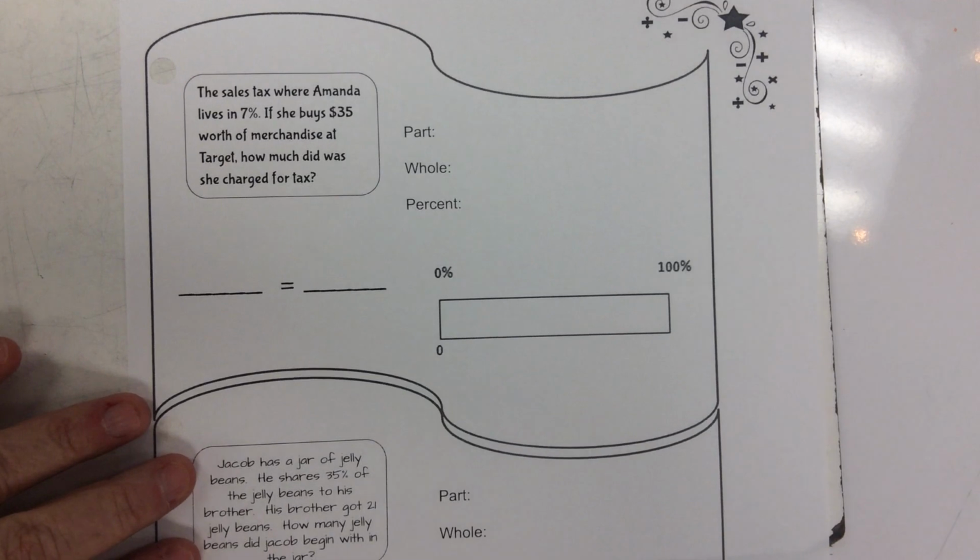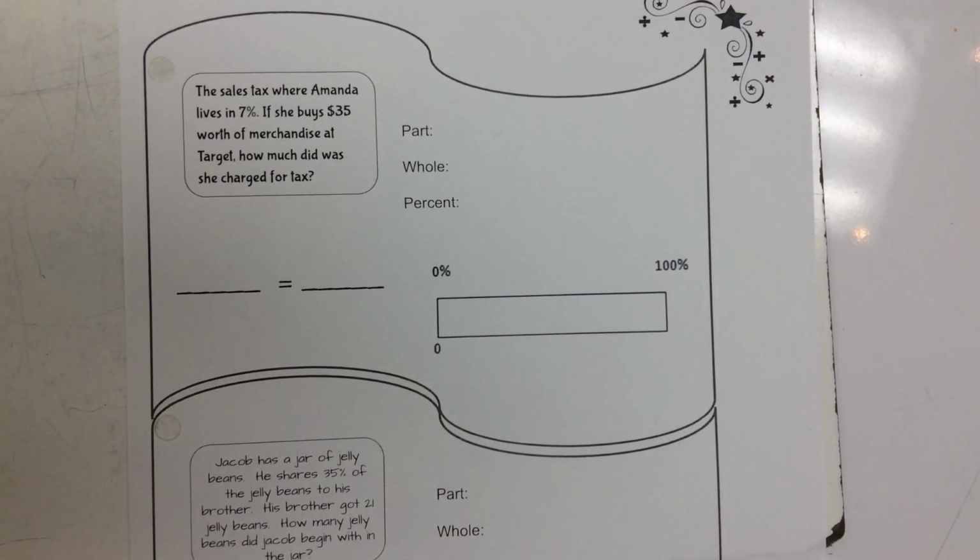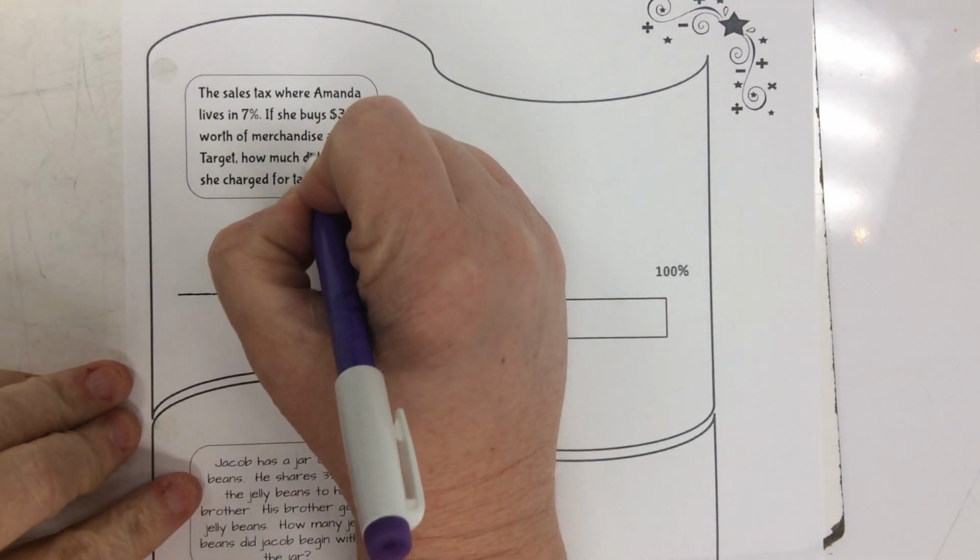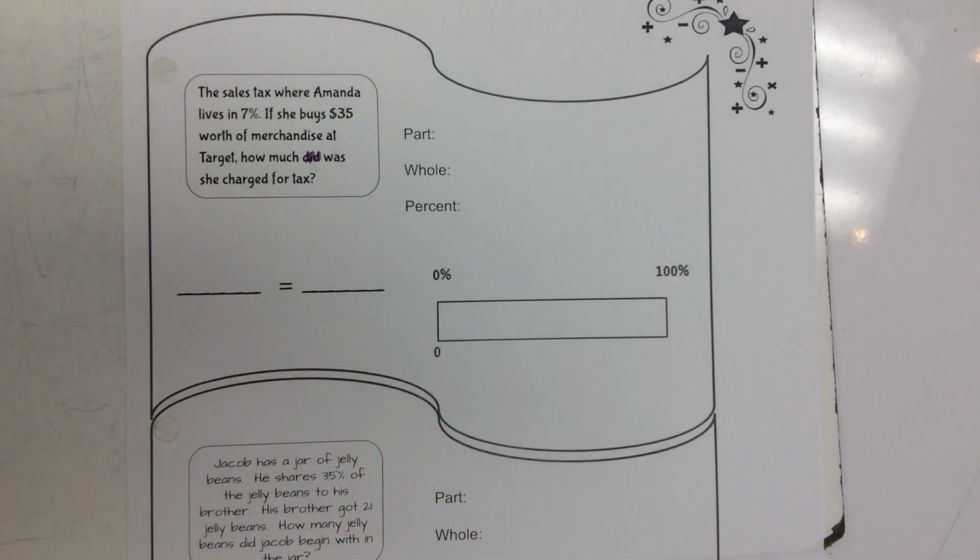Okay, this one here. The sales tax where Amanda lives is 7%. If she buys $35 worth of merchandise at Target, how much was she charged for tax? Sorry, ignore the "did." All right, how much was she charged for tax?